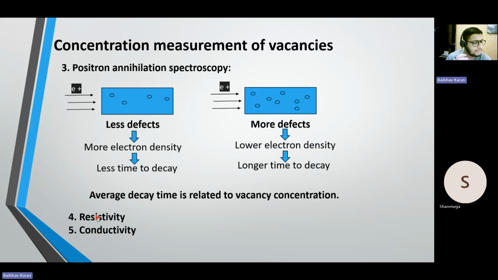Positron is the antimatter of the electron. Electron has a negative charge and positron has a positive charge, but the mass and everything else is the same as the electron, only the charge is positive in the case of positron. So what we are doing, we have two materials. One material has fewer defects, and one material has more defects. These small circles are the defects present in the material, and we are irradiating the material with positrons.